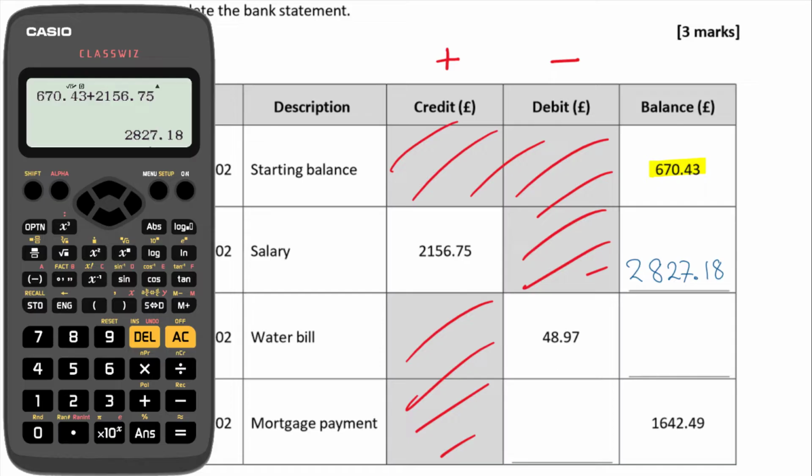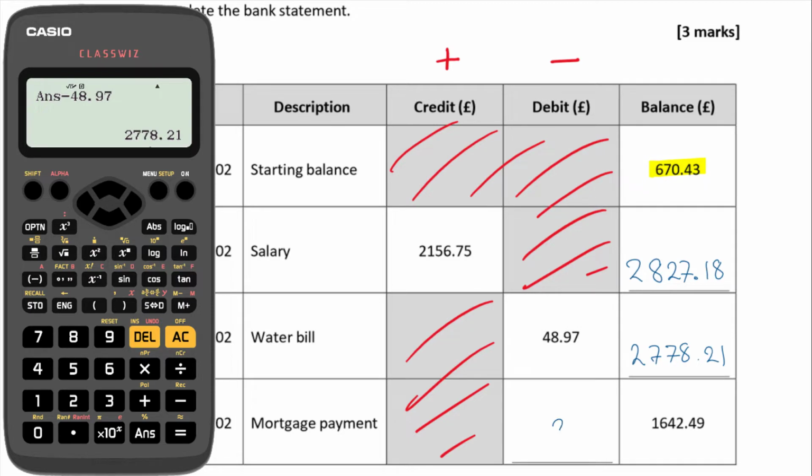Okay, so feeling pretty flush at this point, but now all the bills start going out. Water bill goes out, that's a debit, isn't it? So that's money coming out of the account, so I need to subtract £48.97 from the balance. So the balance minus £48.97, that's going to reduce the balance to £2,778.21.